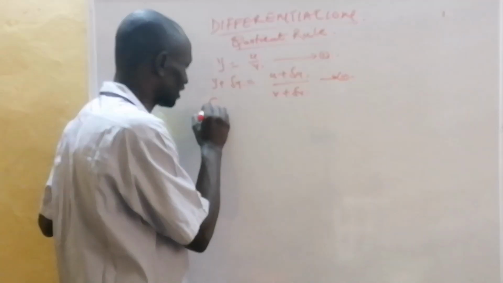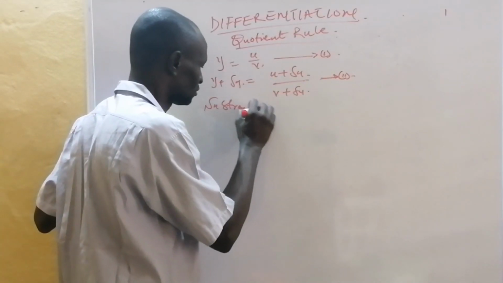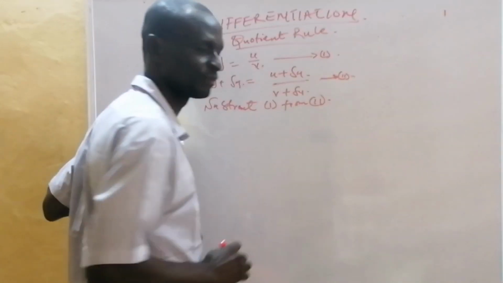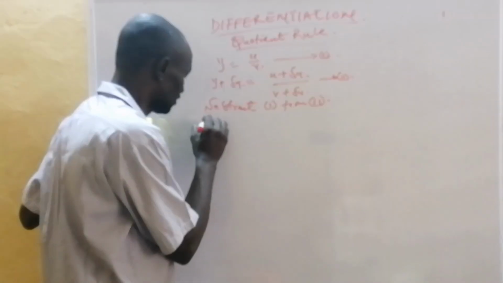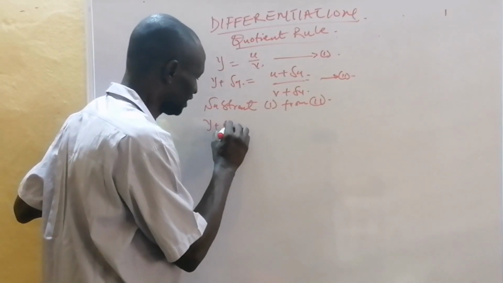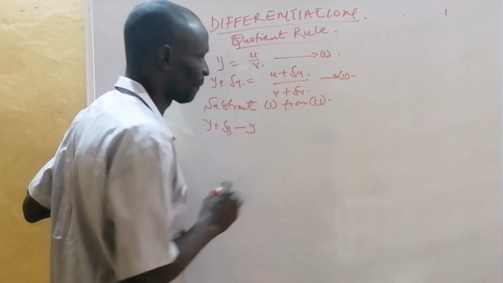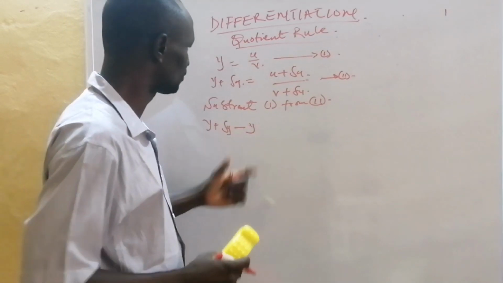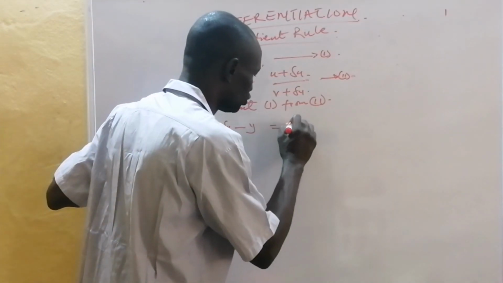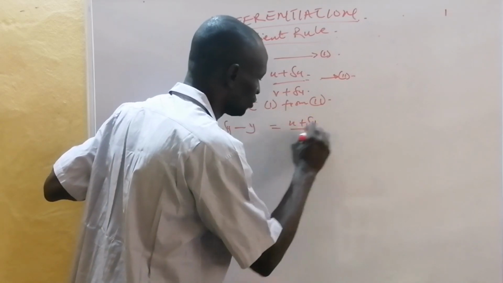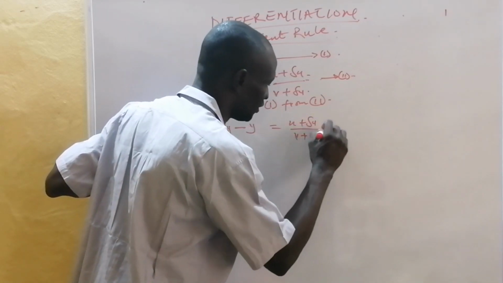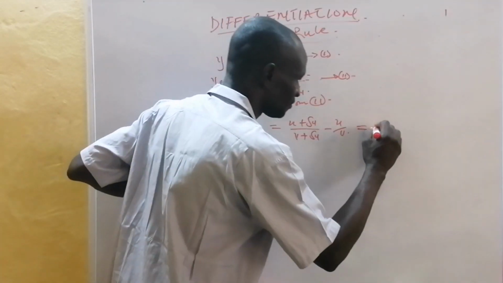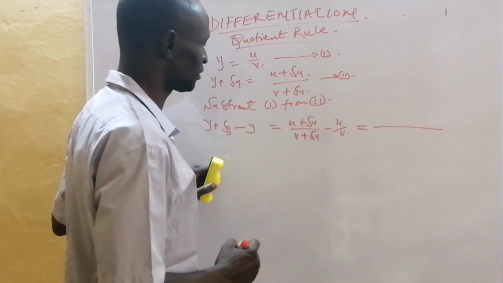Now we're going to subtract equation 1 from equation 2. So y plus a change in y minus y, subtracting equation 1 from equation 2, equals u plus a change in u over v plus a change in v, minus u over v.